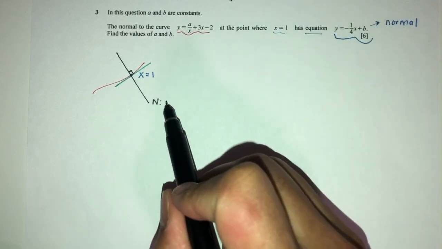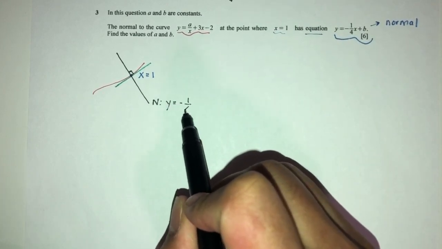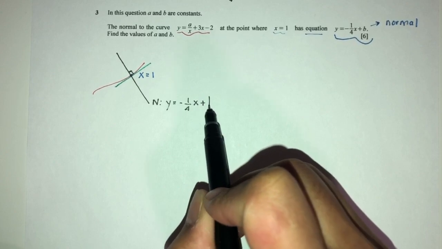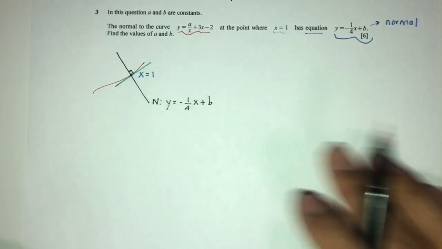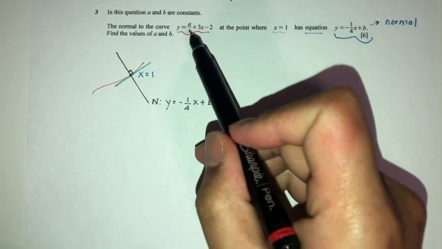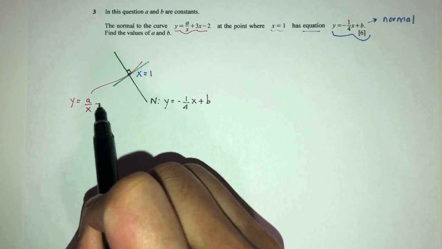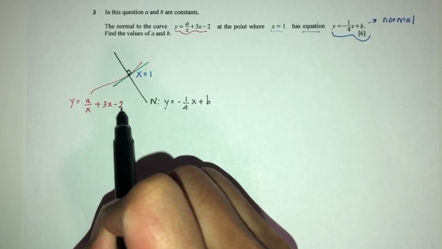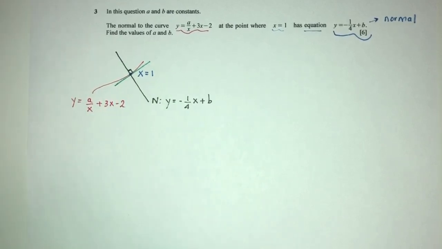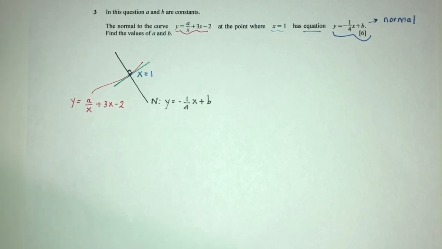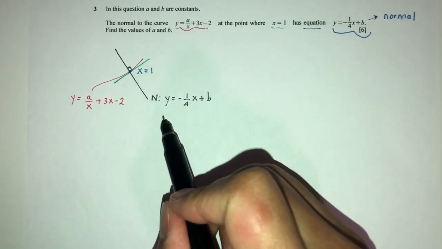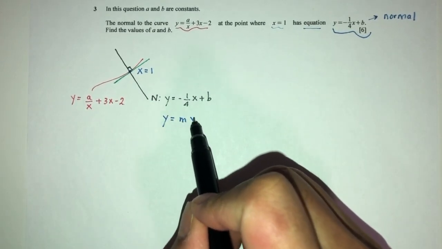The equation of normal is y equal to minus 1 over 4 x plus b. Okay. Alright, now what else do we know? The equation of the curve is given to you by y equal to a over x plus 3x minus 2. Okay, so we have to use this information to find the values of a and b. Now, one thing we can know from the jump is that we can analyze the equation of the normal. So we compare this to what? y equal to mx plus c.